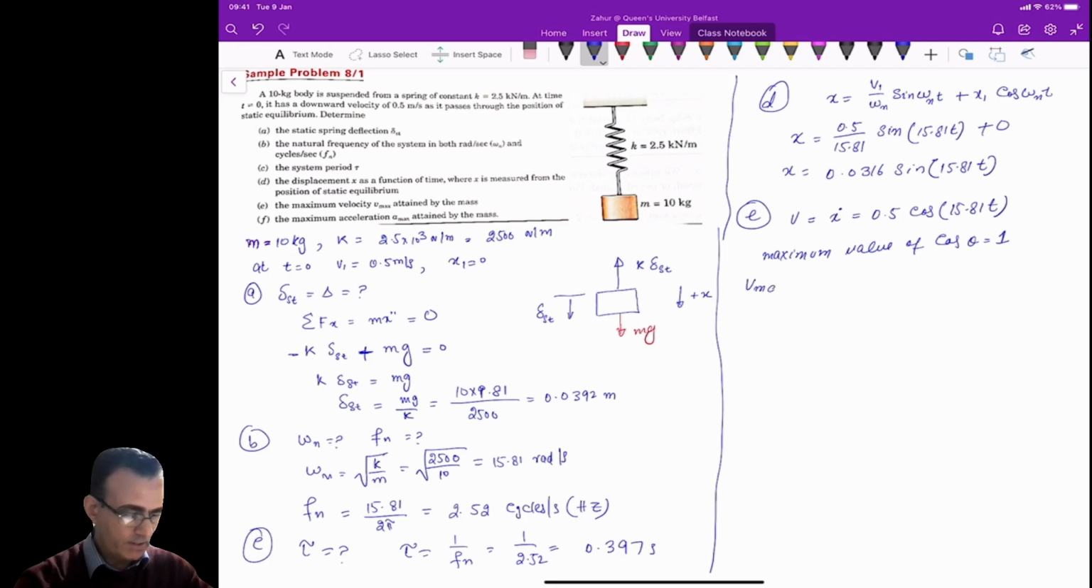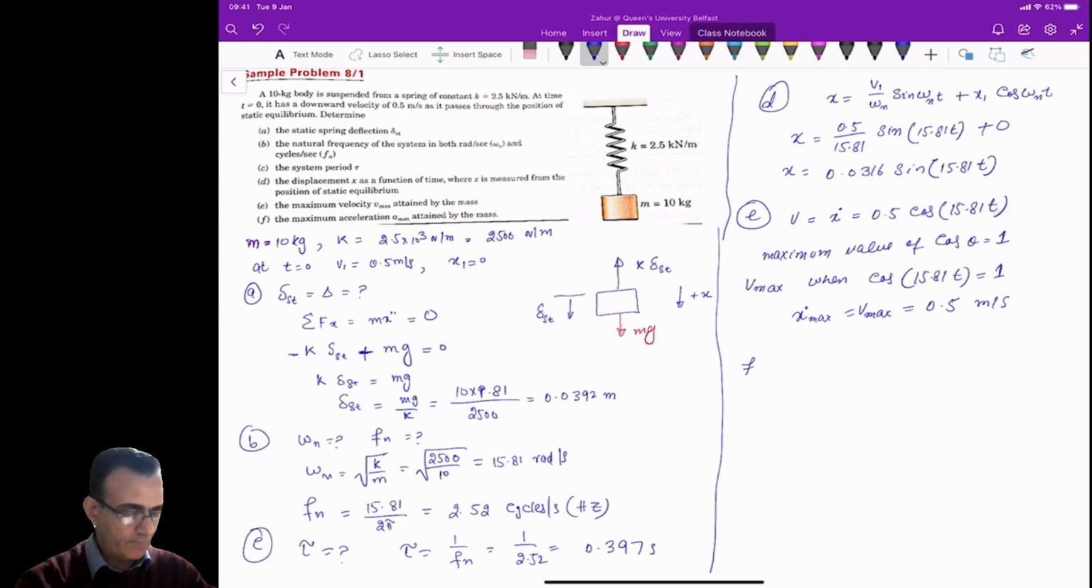So v is maximum when cos 15.81 t is equal to 1. When this is 1, then v is maximum. This means that x dot maximum, or v maximum, is just equal to 0.5 meter per second, when cos 15.81 t becomes equal to 1.